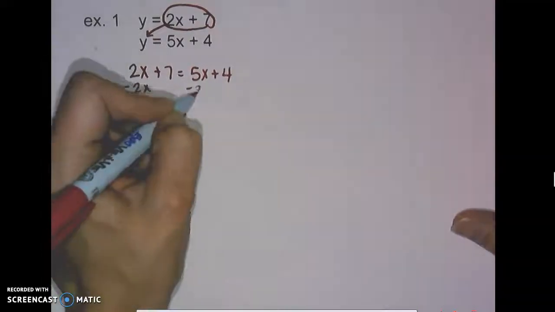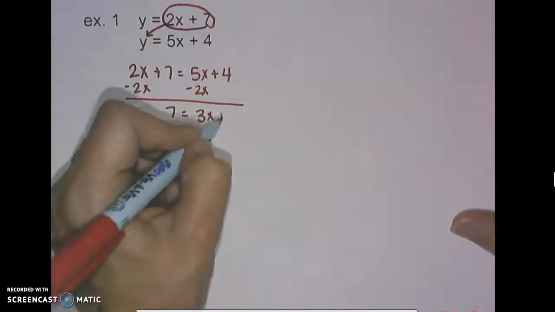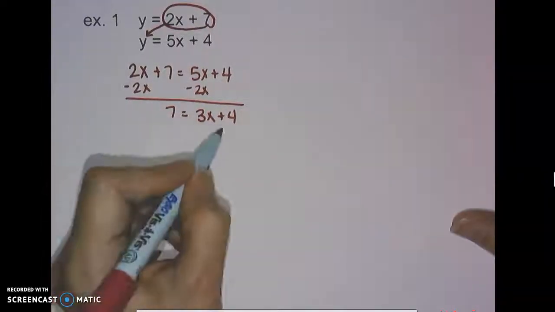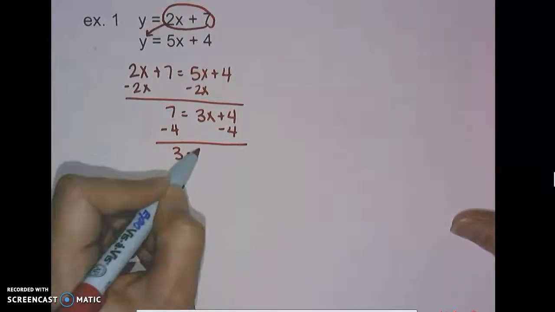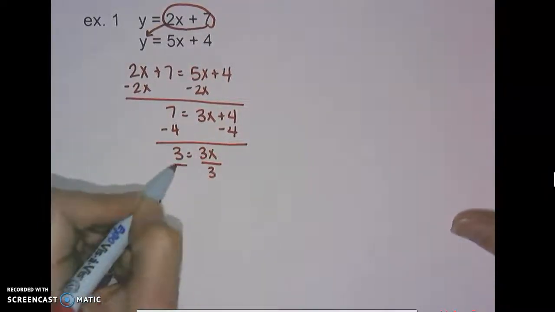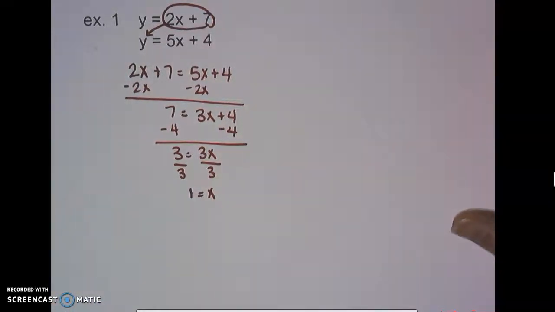I'm going to move my x's first to be able to get a positive coefficient. So I subtracted 2 x's, subtracting 4, and last step is to divide by 3, and we get that x equals 1. Now what we're going to do is take that answer and substitute it back in to one of the equations for what x equals to get what y is.